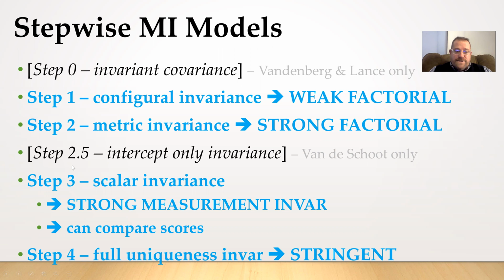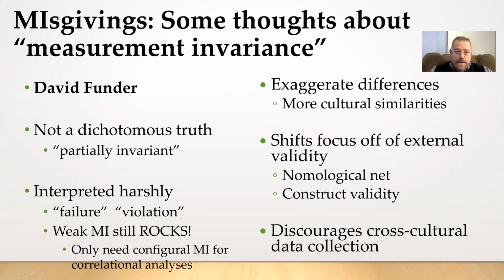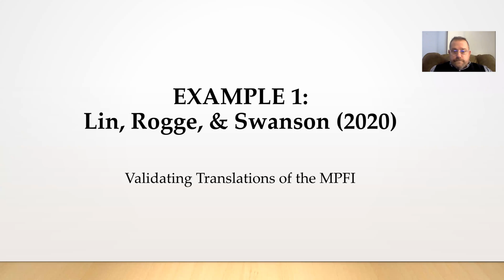So maybe 8 out of 9 items or 8 out of 10 items on a scale show excellent scalar invariance, but just 1 or 2 items need to have some of these things released to obtain reasonable fit. Okay, so that's measurement and model invariance overall.